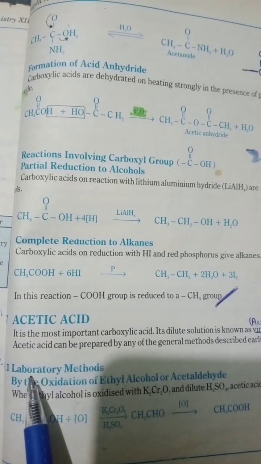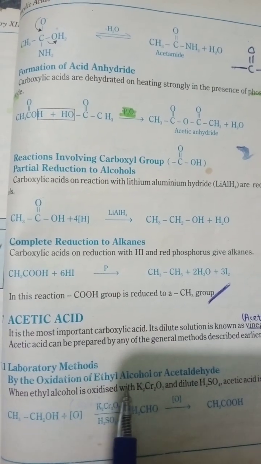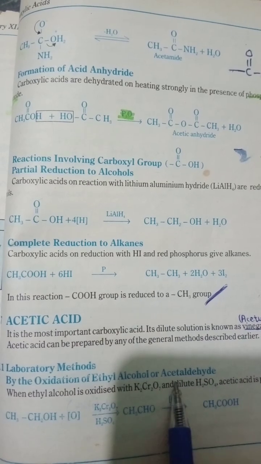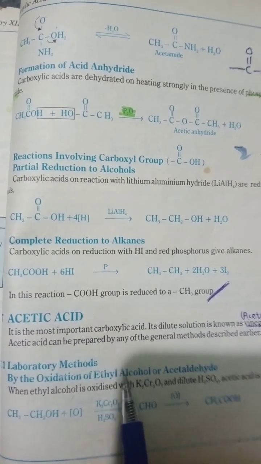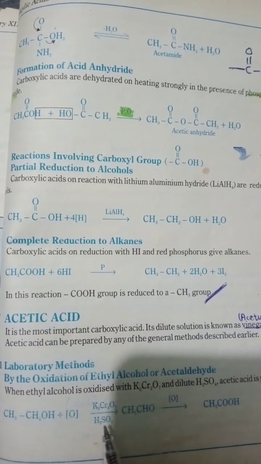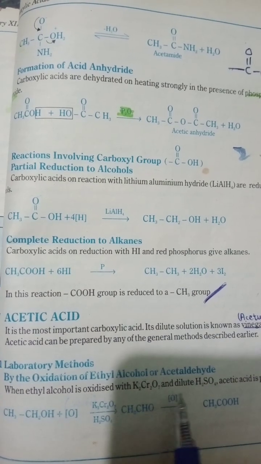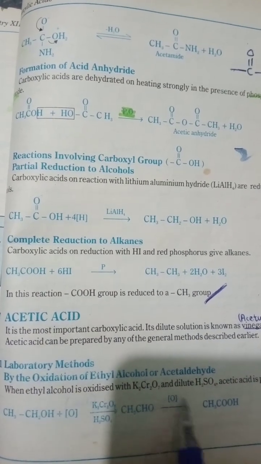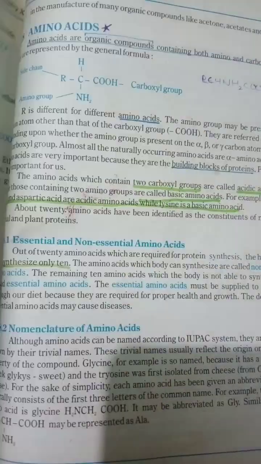And the laboratory method of acetic acid is from the oxidation of ethyl alcohol to acetaldehyde. Whenever alcohol is oxidized in the presence of potassium dichromate and sulfuric acid, it will convert into acetaldehyde, and then when acetaldehyde is further oxidized, it is converted into acetic acid.